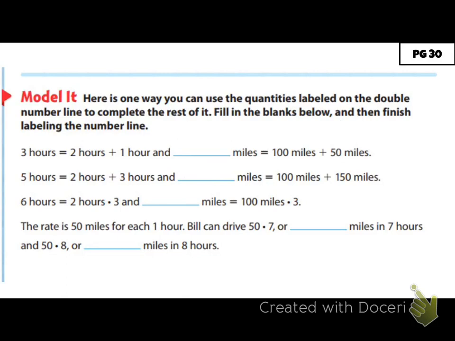So the rate is 50 miles for each 1 hour. Bill can drive 50 times 7, or, well, what's 50 times 7? 350 miles in 7 hours, and 50 times 8 is 400 miles in 8 hours. Again, this is 150, this is 250, and the next one is 300. So if you don't have this, make sure you have this in your notes.